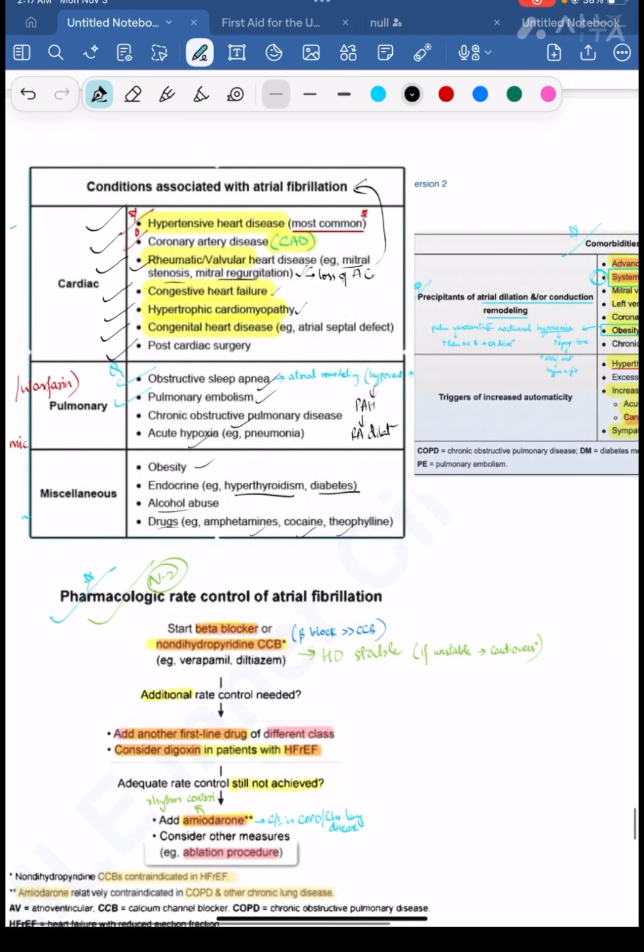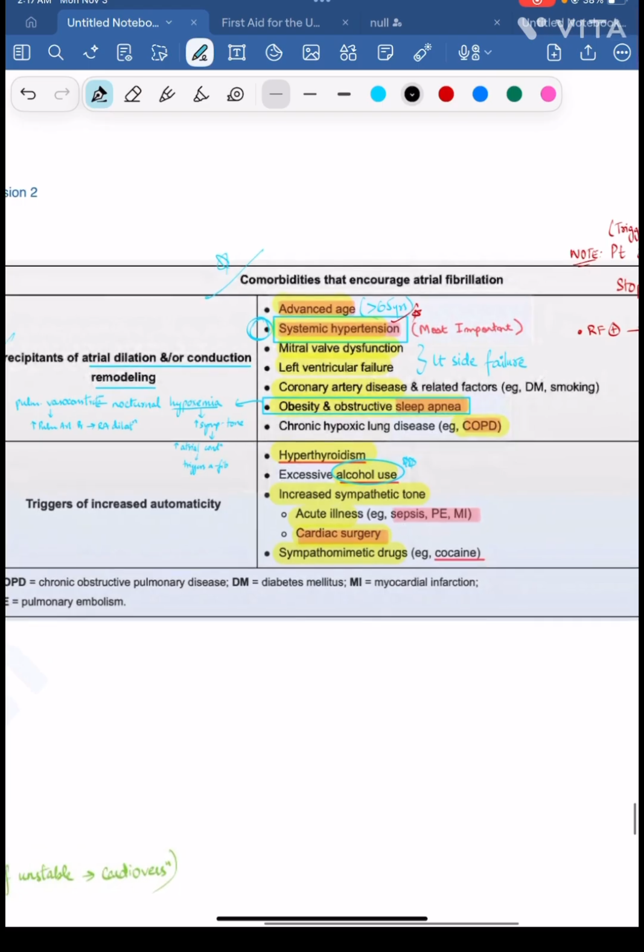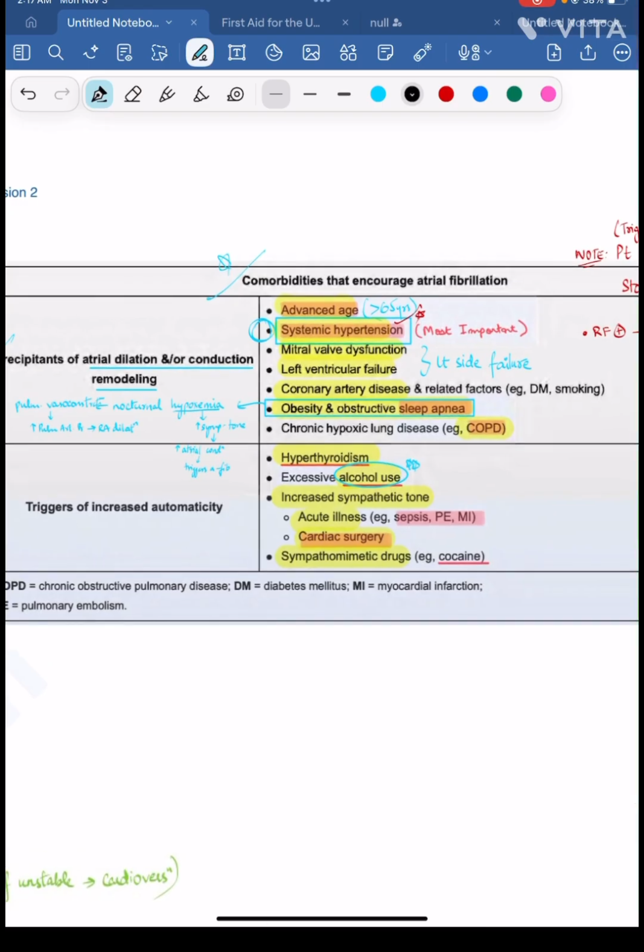So the causes and conditions of atrial fibrillation are very important. They might ask several questions regarding this. So hypertension is the most common. Miscellaneous, you may have obesity, alcohol, diabetes, hyperthyroid, drugs like cocaine, amphetamines, comorbidities that encourage atrial fibrillation. So age and hypertension. The top one that precipitates atrial fibrillation is hypertension. It is a must remember thing. You have to know about it.